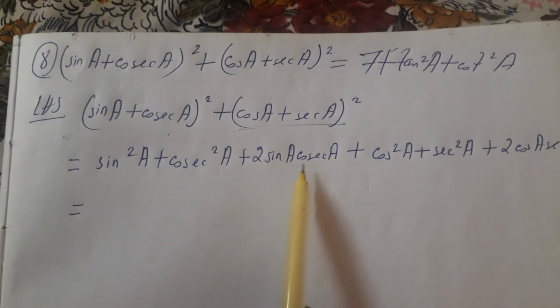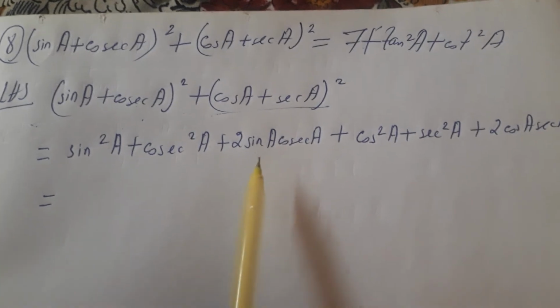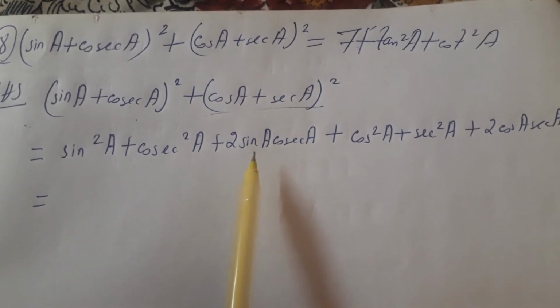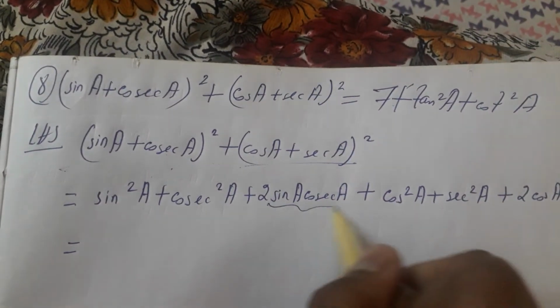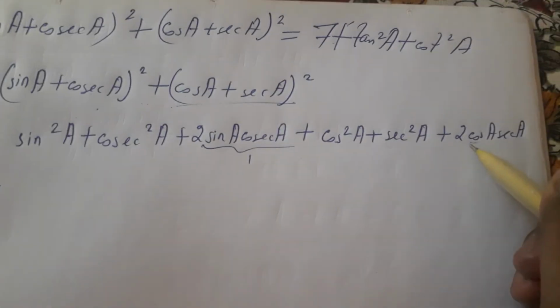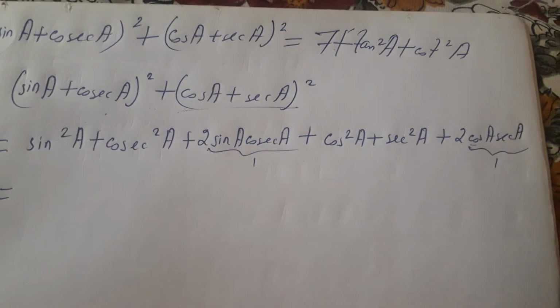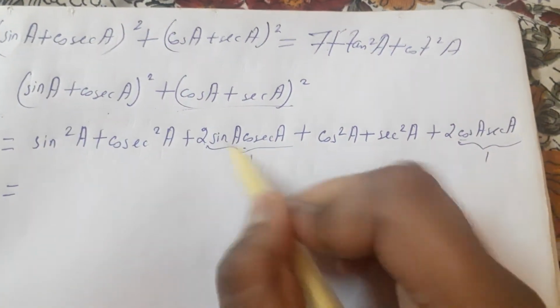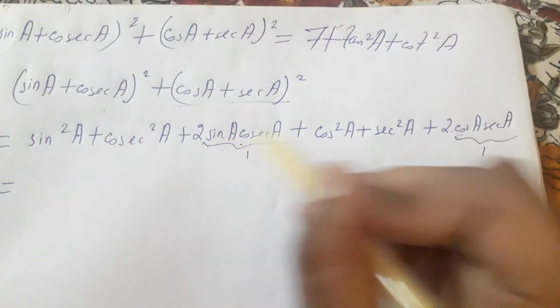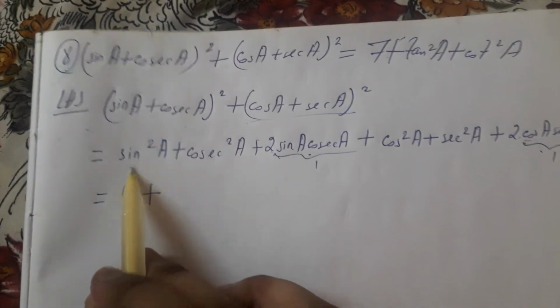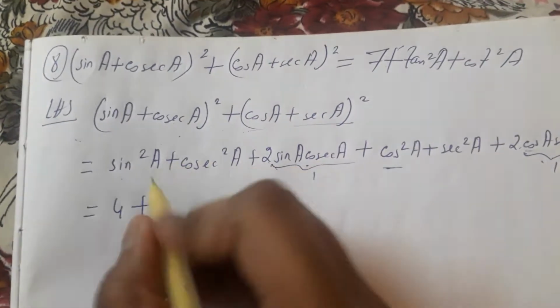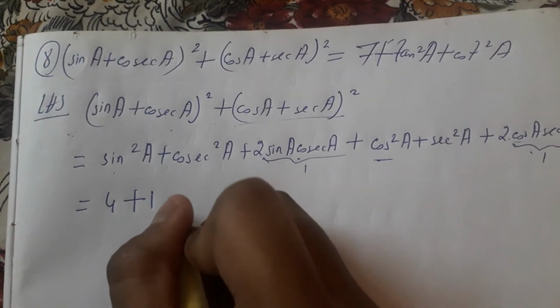Now see here, we know sin a into cosec a will be 1. Why? Because sin a is equal to 1 by cosec a. So sin a into cosec a will be 1, and here also in the same way cos and sec will be 1. So 2 into 1 will be 2, here also in the same way. So 2 plus 2 you will get 4, plus sin square a plus cos square a is equal to 1. So you will get 4 plus 1, that is 5.